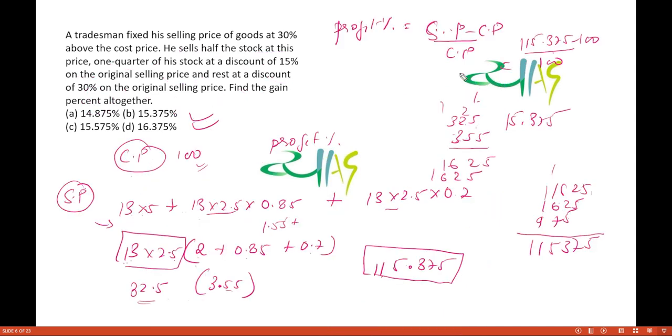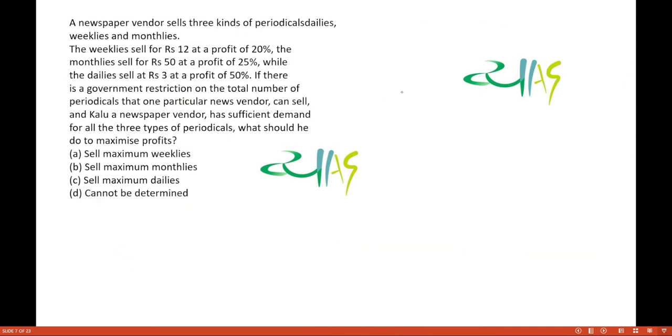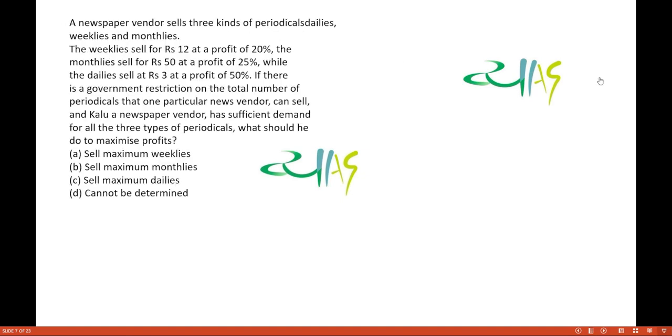Okay, fine. So let's move forward a little bit more. Now look at this question. A newspaper vendor sells three different kinds of periodicals: dailies, weeklies, and monthlies. Weeklies sell for rupees 12 at a profit of 20%. Monthlies sell for 50 at a profit of 25%, while dailies sell at rupees 3 at a profit of 50%.